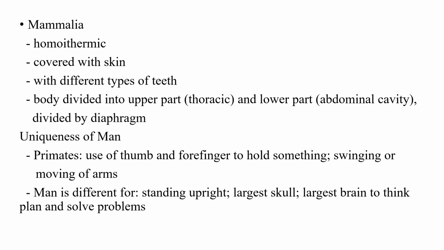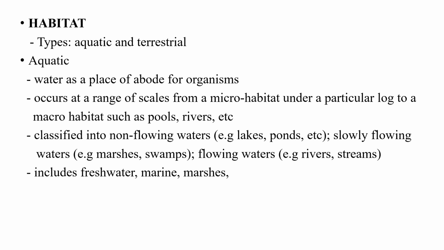So having looked at the classification of organisms, the next topic that we shall be looking at is habitat. That is, where do organisms live? When we talk about habitat, it is actually a place of abode. That is the natural place of abode, the natural place where organisms are supposed to live. And when we look at this, the two main types that we have are aquatic as well as terrestrial. Aquatic, that is when water is the place of abode for organisms.